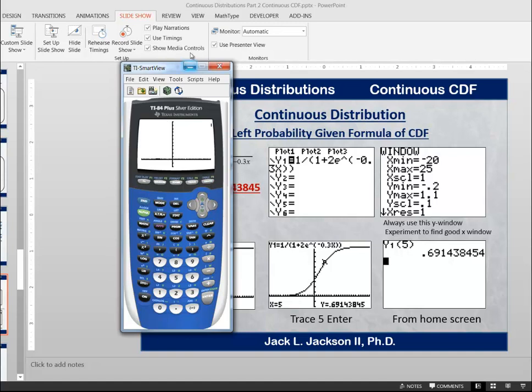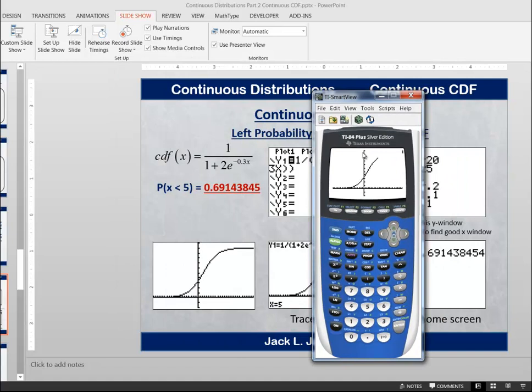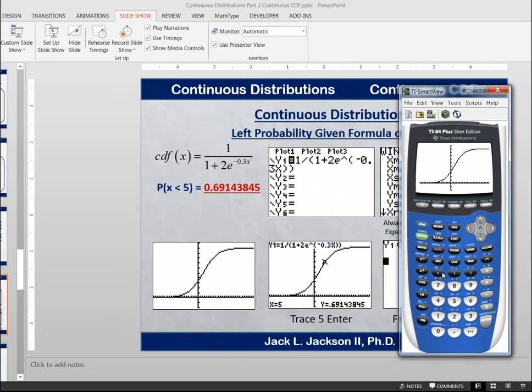We graph it, and this picture should match this one right here. Okay, good. So now I can just do trace and 5 and get it. I could also do a table. If I do my table, as long as my table has 5 in it, so let's say maybe start at 1 and go up by ones, I should get 5 in my table, and there's the y there. So it's another way to get it.